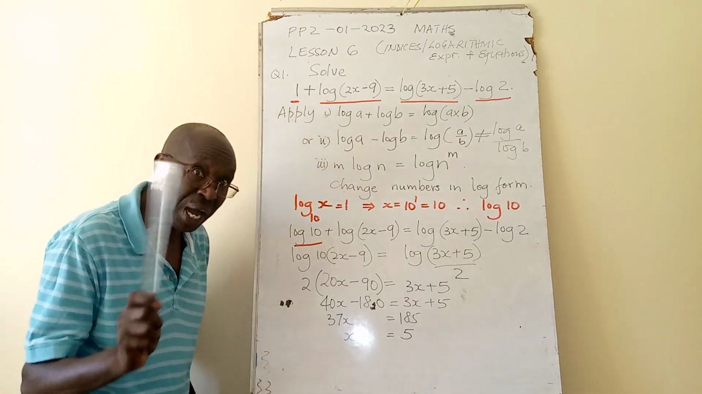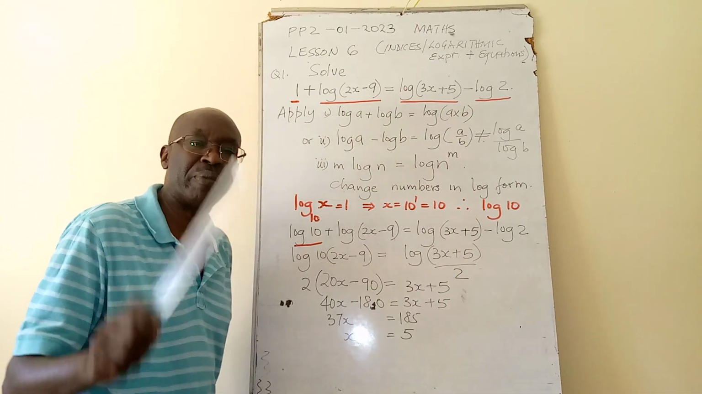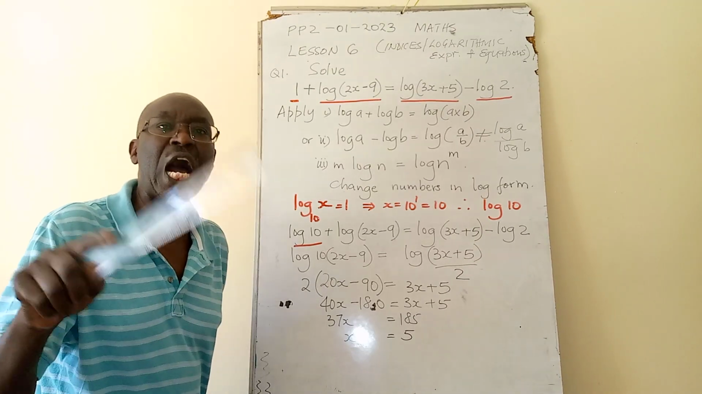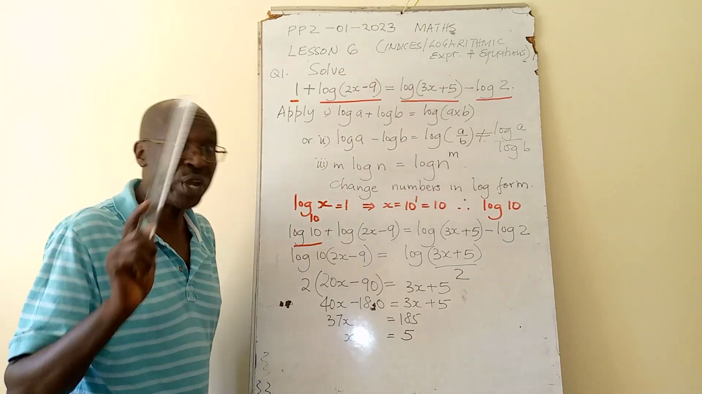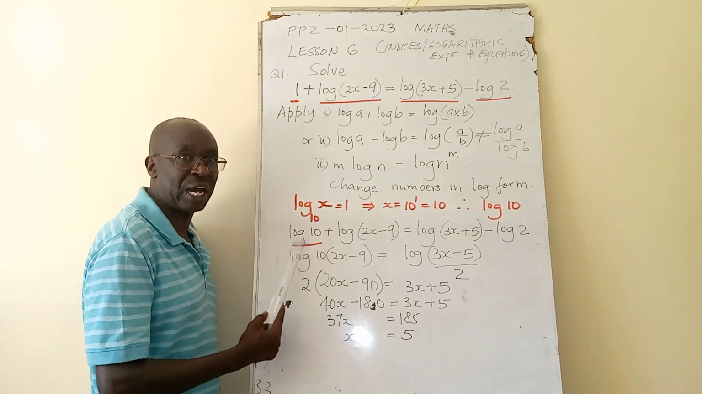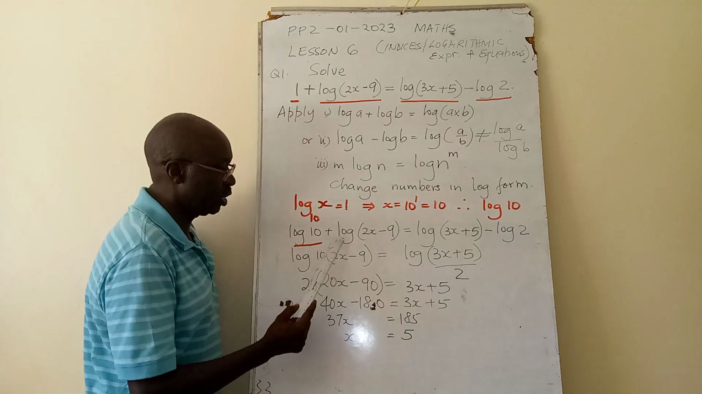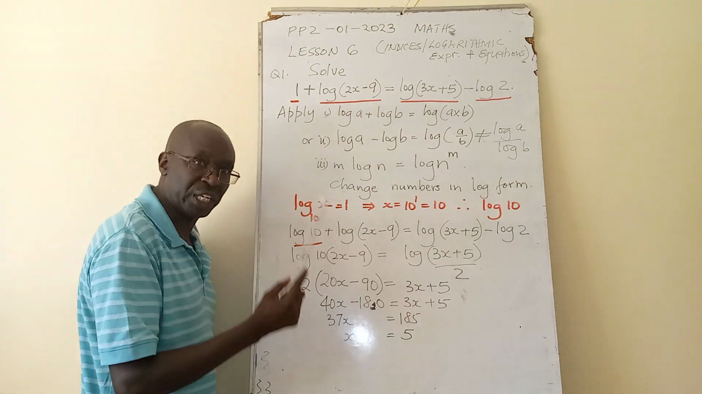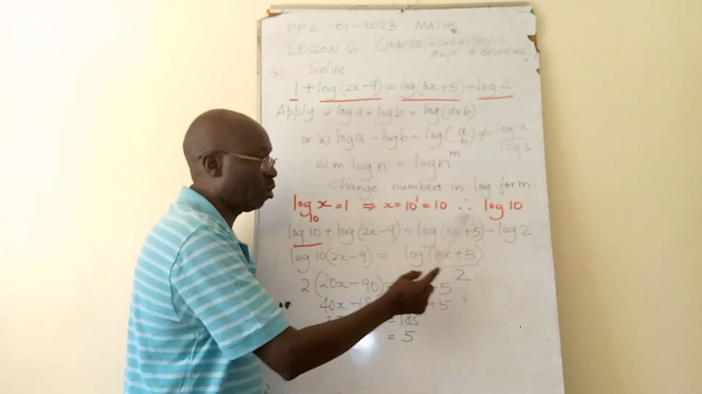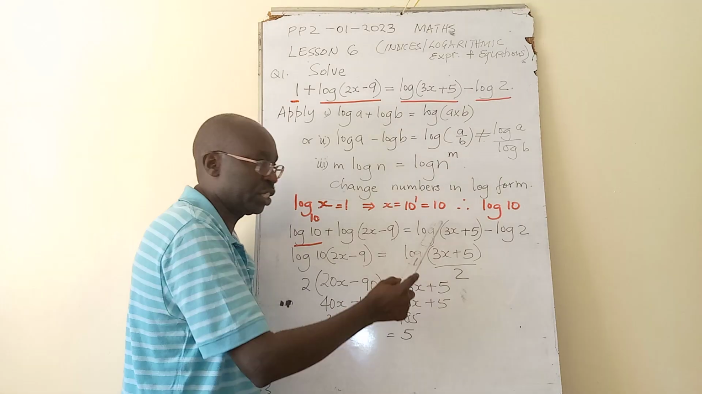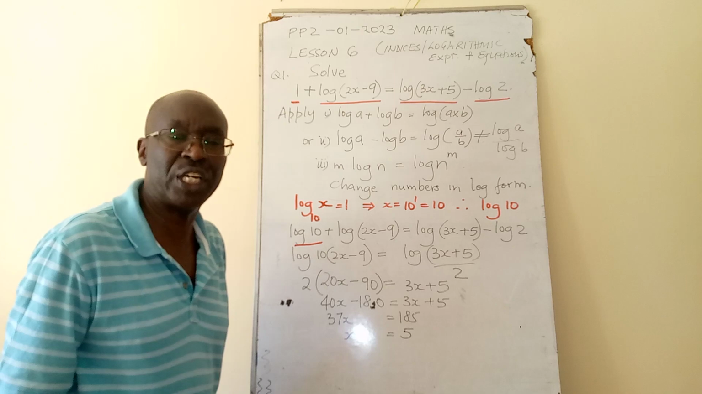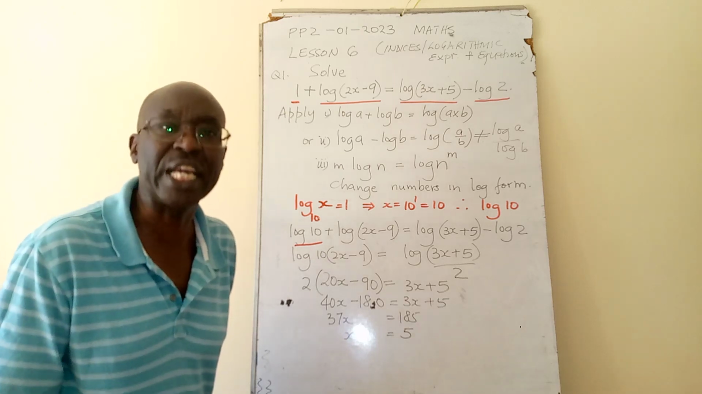Now, remember, every term must be written in form of log without a coefficient. This is my first term, tick. This is my second term, tick. It has no coefficient. This is my third term, in form of log, no coefficient, tick. And this is my fourth term. It has no coefficient and it is in form of log, tick.